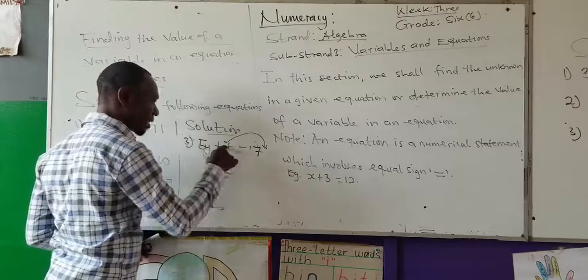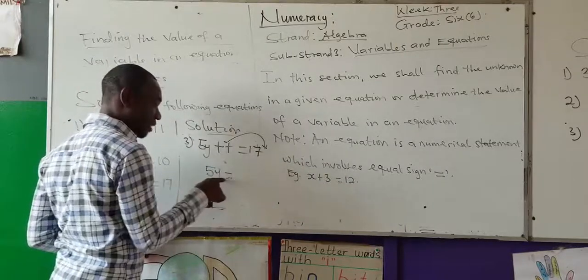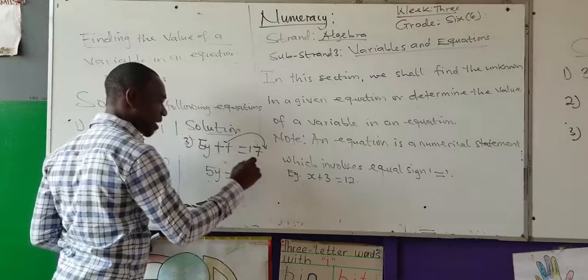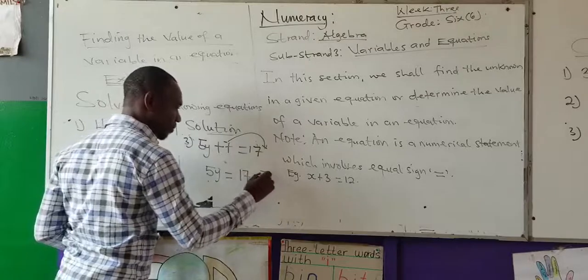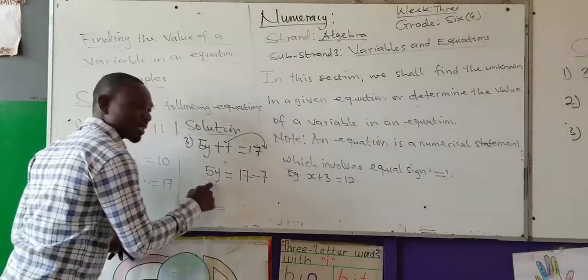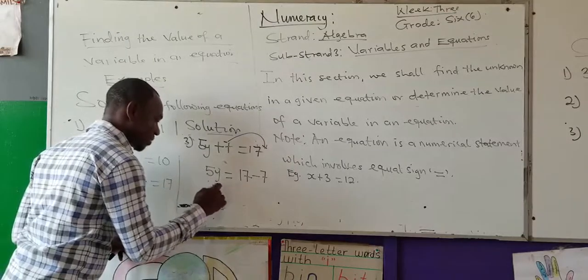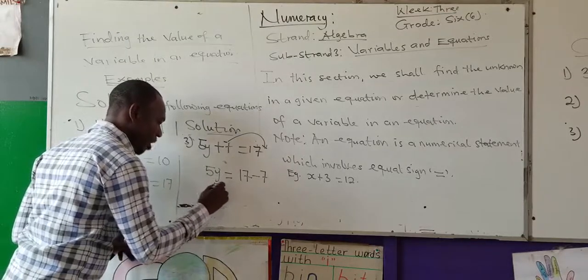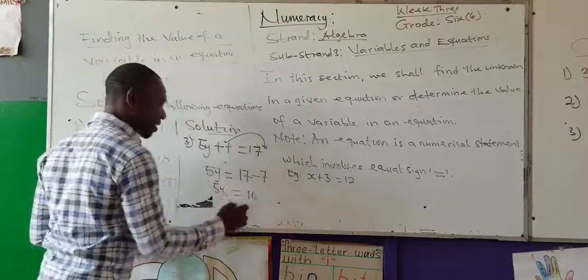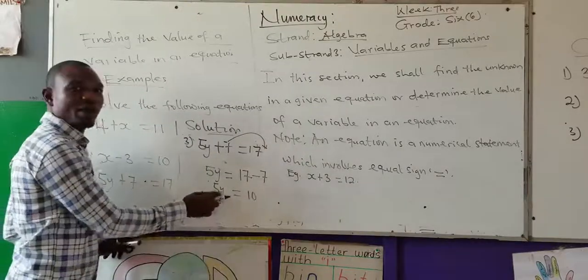It equals, because this has moved to this side, so it's no more there. That's why it equals 17. The 17 is there, and it has joined this plus, so it becomes what? Minus 7. Now, because 5 is attached to y, we still maintain that. So 5y. You subtract this number because it can be subtracted, you get what? 10. But we are not looking for 5y, we are looking for what?